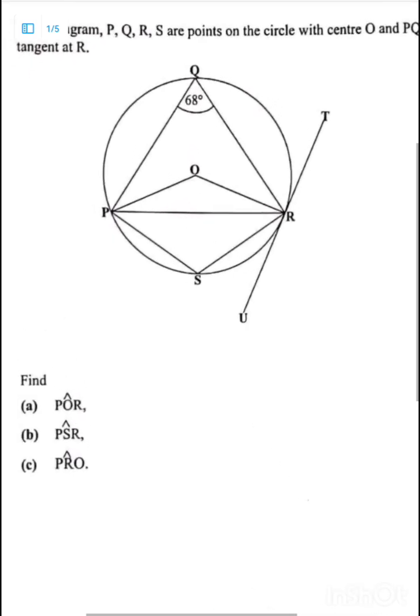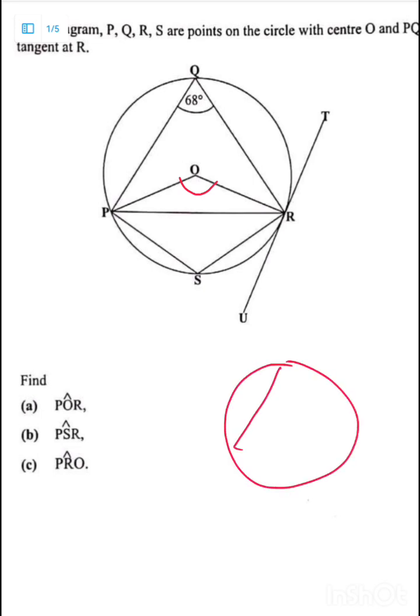So let me just enlarge this diagram a bit so that you see what is actually happening here. POR is this angle here which they are looking for. So how do we find that particular angle? What you need to know is that the angle at the center is always twice the angle at the circumference. So what am I saying? If this is a circle, and I have, let's say, a cyclic quadrilateral with another angle, this angle here is twice that angle there. That's what I'm trying to say.